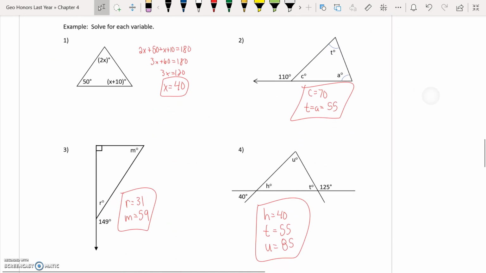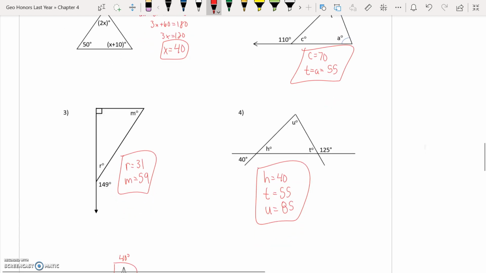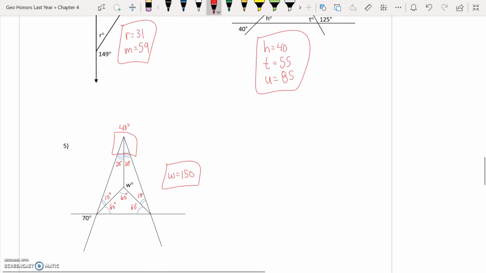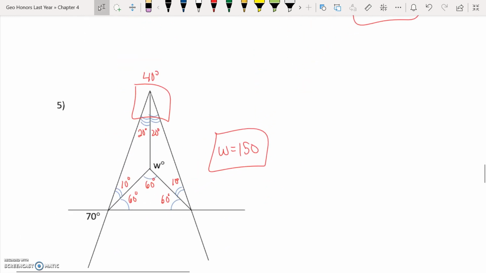The next few examples are all solving for variables. In each one of those, we're using the triangle angle sum theorem. We're using, in this case, because these angles are equal to each other, isosceles triangle congruent angles, so those have to be equal to each other. Vertical angles, complementary angles, and example number 5 has a little bit more involved.